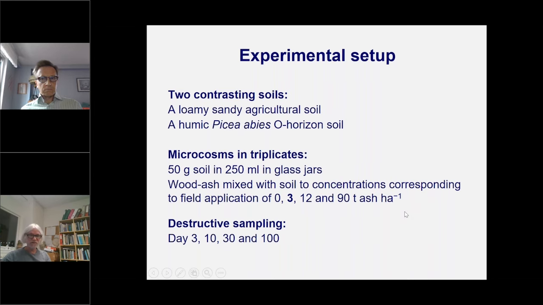It is essential to say here that the normal amendment to a normal soil, if you applied it in a forest, would be 3 tons. So we also used some quite unrealistic doses, which I think is necessary if you want to do an experiment like this, because otherwise you may not see the effects that are there when you apply small doses, but may not be very clear when you only apply the small doses. And then in these systems, we destructively sampled on day 3, 10, 30, and 100.